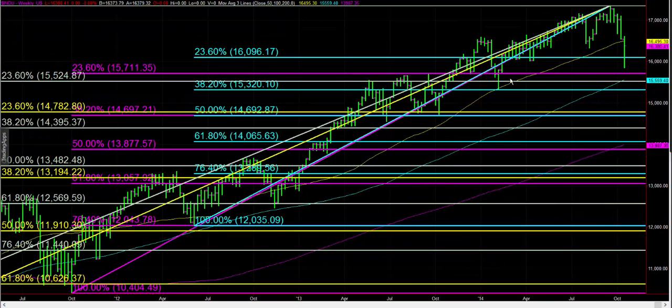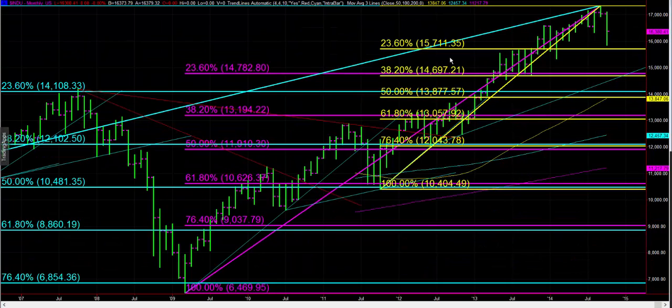Moving over to our weekly chart, we can see last week we moved below the 50-week moving average, and we also took out the 16,096 area. If you look at a daily chart and intraday chart, you will see that stops were hit below that 16,096 area last week. On the downside, we're also focusing on 15,711, 15,524, and 15,320.